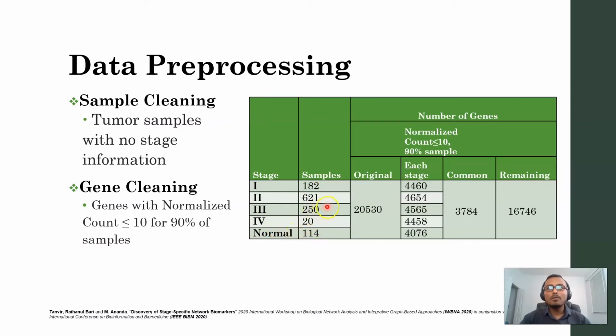And for removing the genes, we removed only those genes that contained low expression values among most of the samples, which means the criteria that we used was we looked at only those genes which had normalized count less than 10 for 90% of the samples, and we got a different number of genes from each of the different groups of samples. We took the common ones from them, and then we removed these many genes from the original number of genes, and so the remaining genes are around 16,000, which are later used in our network construction phase.